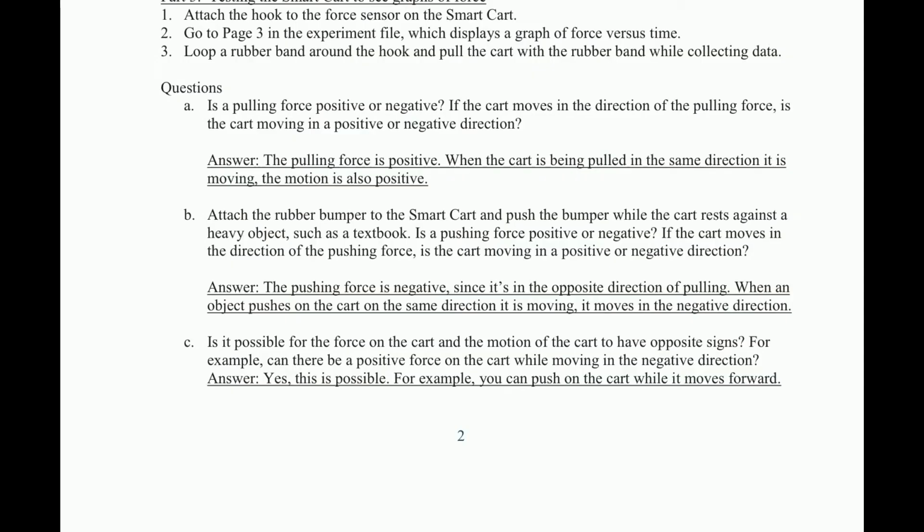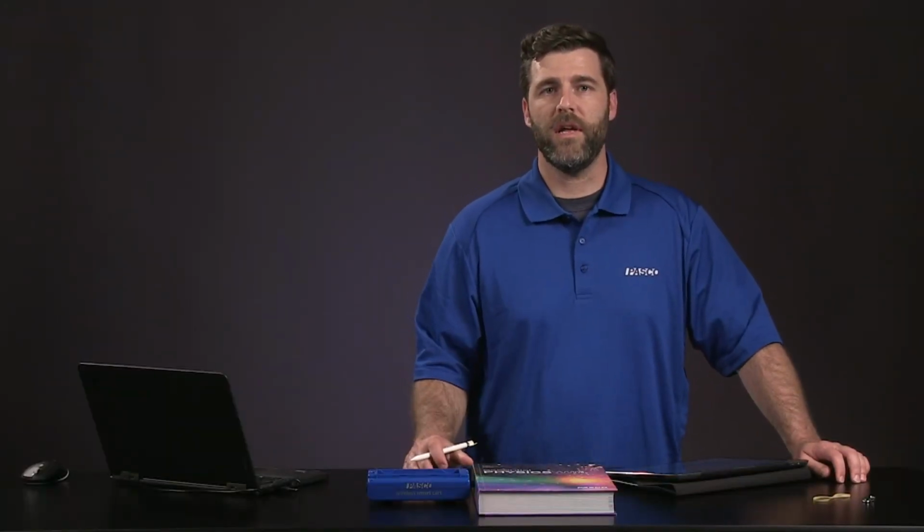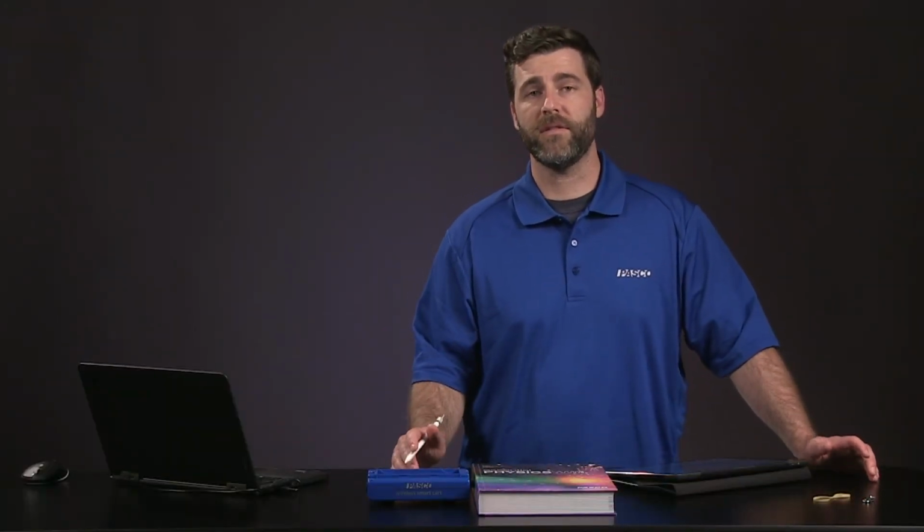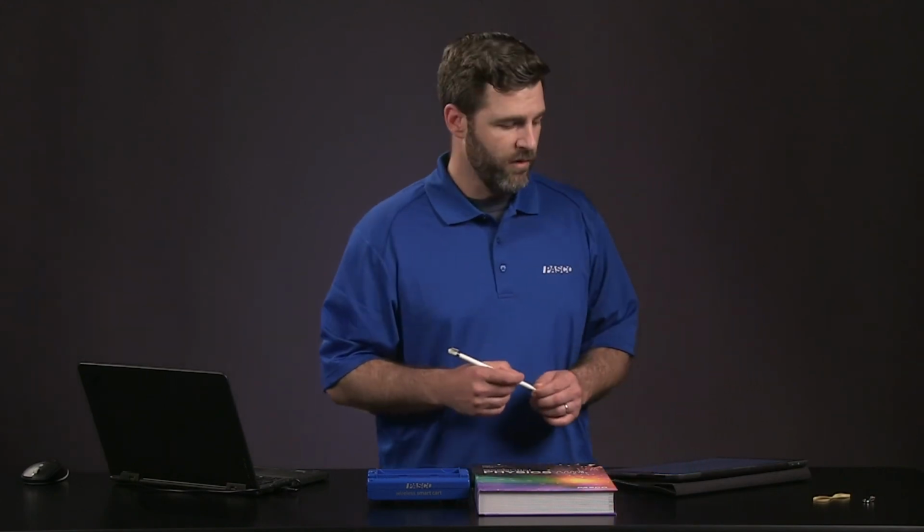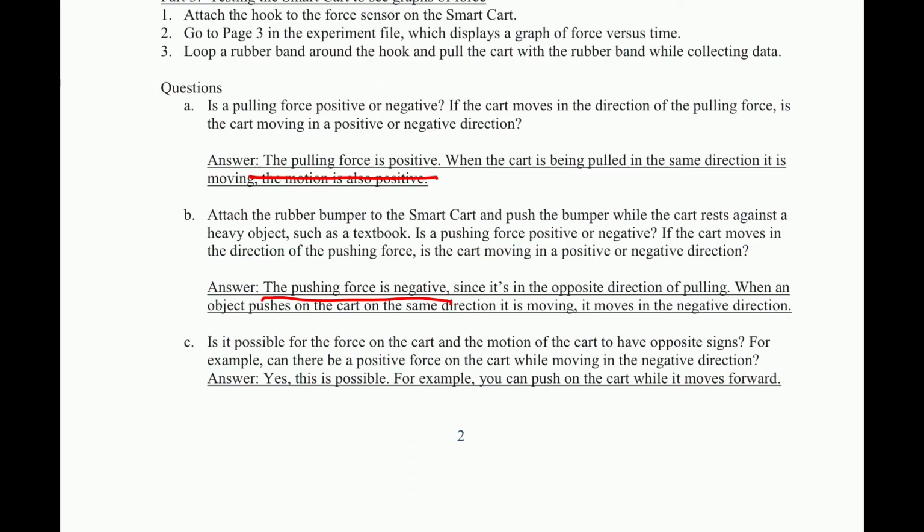For questions A and B, students should identify that pull force is positive and a push force is negative. If the cart moves in the same direction as the force, the direction of motion matches the sign of the force. For question C, students will find that it is possible for the force and direction of motion to have opposite signs. For example, pushing on the cart's bumper while rolling it forward, or pulling on the rubber band while rolling the cart backward.